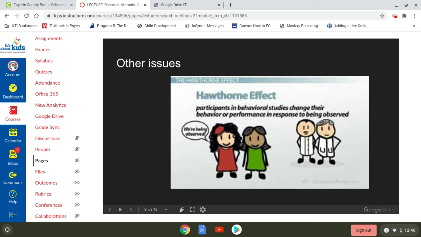Now, we have some other issues that you were introduced to. One of them was the Hawthorne effect, which is that if you know you're being observed, then you start to act differently. If you're in an experiment in a lab scenario, we can't always get around that. Sometimes we just have to account for it. We just have to say, hey, one of the problems with this conclusion is they knew that this was going on, and so that might have changed their reporting.